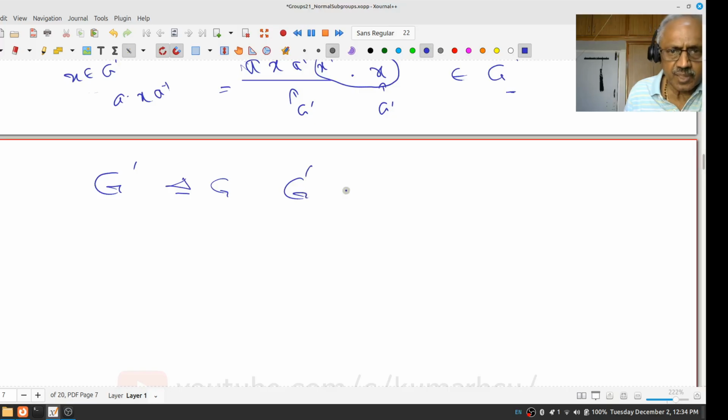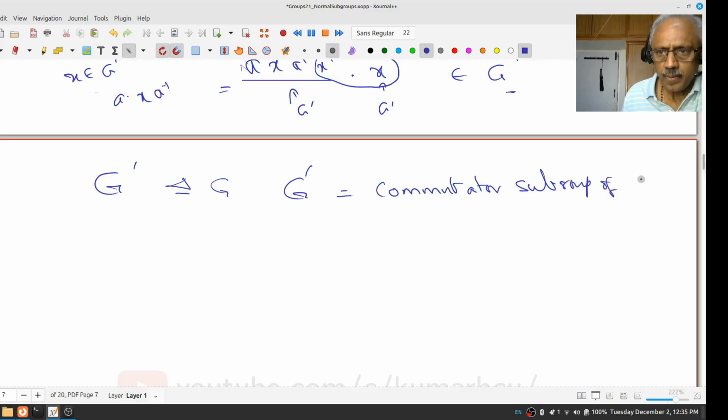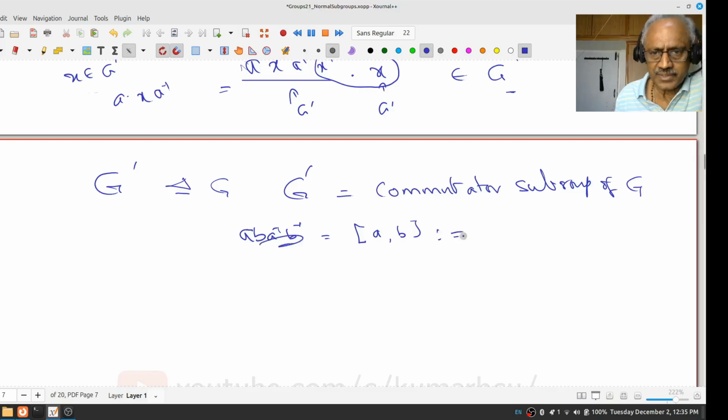This G dash is called the commutator subgroup. And these elements A, B, A inverse, B inverse, for various reasons, one usually calls it this bracket operation, the bracket of A and B. Okay. So this is a notation some textbooks use. This has a meaning in other parts of mathematics. That's why this came about. But it's all right. Okay. Pause. Review. Proceed.